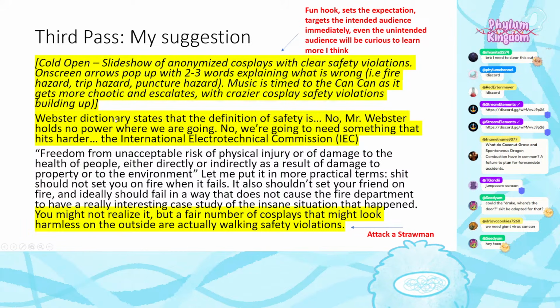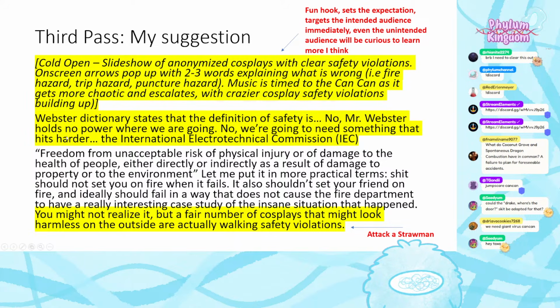Webster, it's a good joke. Webster Dictionary states that the definition of safety is no, and then you make a really big deal out of it. No, maybe you put it in a green screen animation of the dictionary exploding or something, right? No, Mr. Webster holds no power where we are going. Now we're going to need something that hits harder. I rewrote this joke in my own voice. The International Electrotechnical Commission, or IEC.